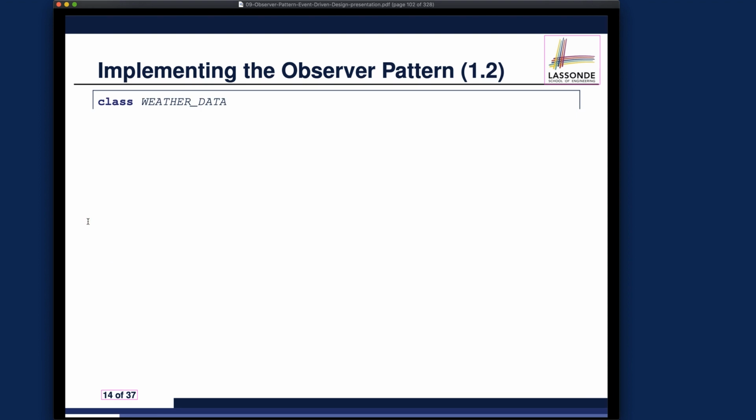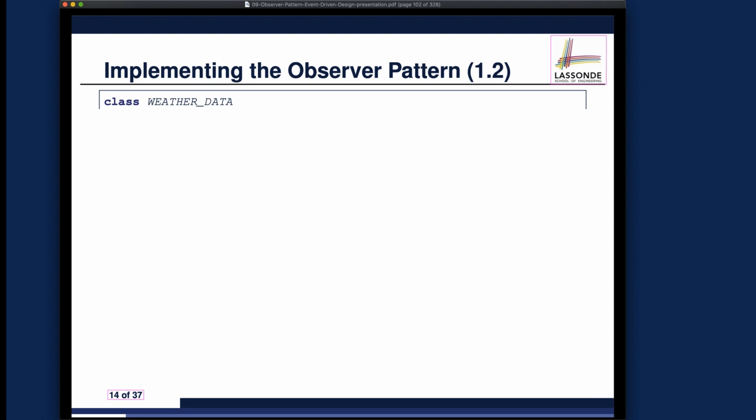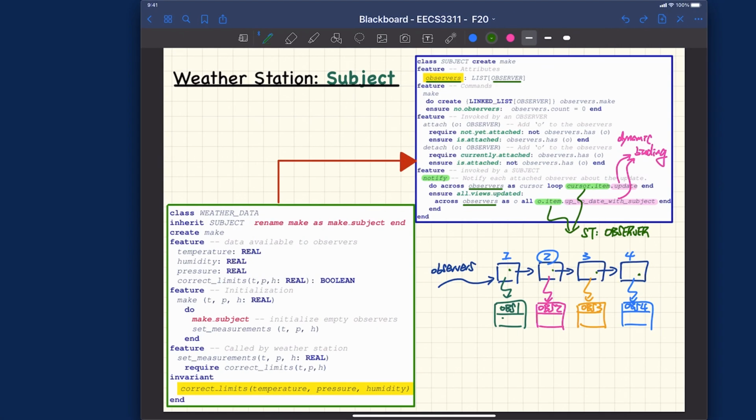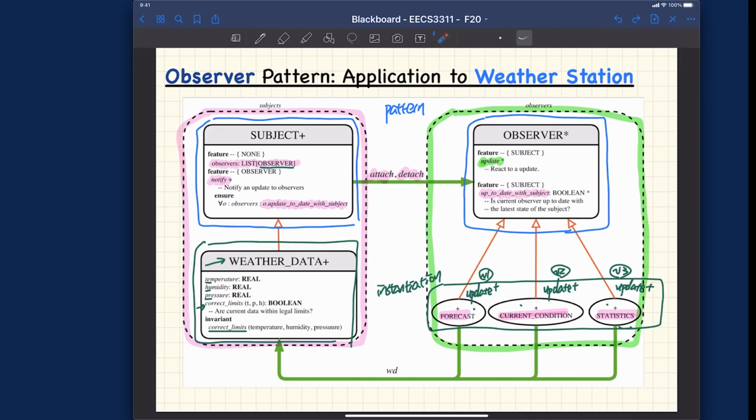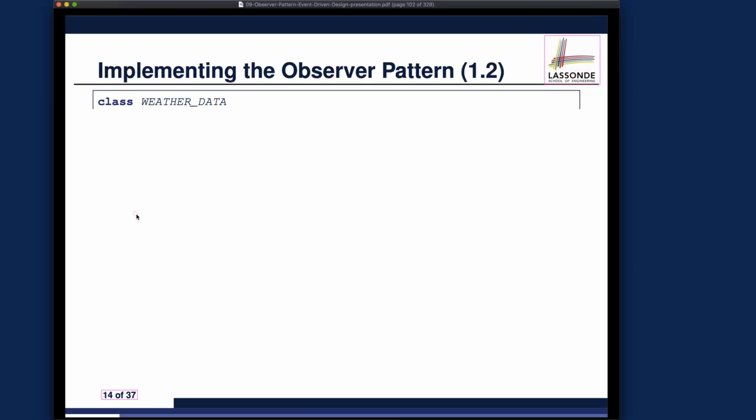Okay, so now let's talk about the weather data. Now we are talking about this class over here. If you remember this diagram, we just finished the subject, so now we talk about the weather data class, the descendant class of the subject. Let's go back. The weather data will inherit from subject. And remember, in the subject, we actually have a constructor make, which is parameterless. There's no parameter for the make command. You can look it up in the subject class.